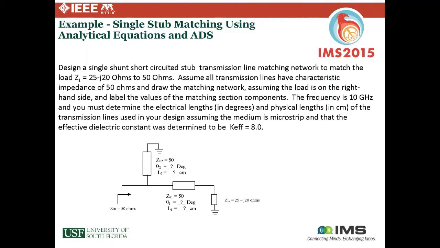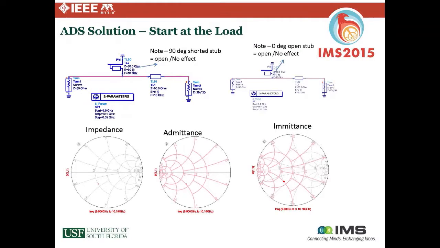So I could do this in ADS if I had ADS running, but I'll just shadow it through here. How would we solve the problem in ADS? We start out with a load. This one happens to be 25 minus j20. We plot it on the Smith chart. We just simulate this at a particular narrow band; I set up a narrow band sweep. So here's my load, this position, right?